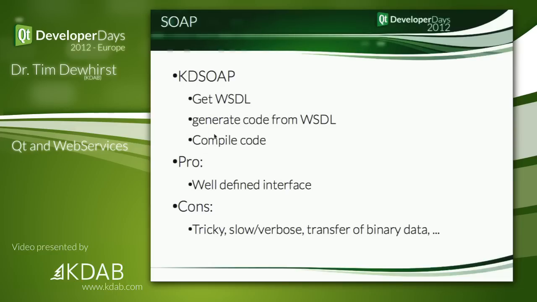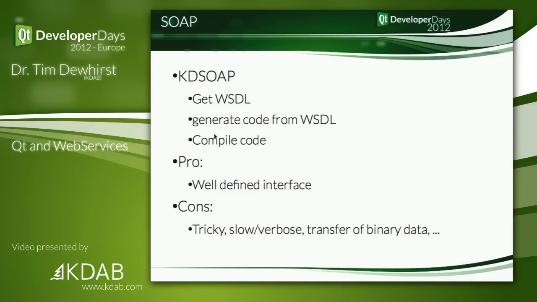KDAB do make an offering for SOAP support, both for the client side and the server side. We have KD SOAP. And basically the pattern is you get the WSDL file, you generate code from the WSDL file, and you compile that, and then you can use that within your application. And that can be either for a client or for a server. Okay, so the upside is that you have a well-defined interface. You get a schema that describes the data types. You get a schema that describes the function calls. That's great. And people do use these tools to generate the WSDL files or to generate the stub code that will create or consume the SOAP calls.